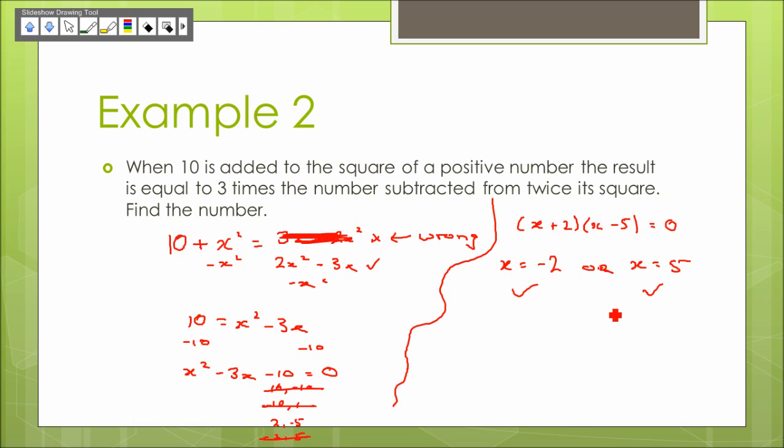So in this example, both of these are legitimate answers because it's not based on a real life scenario with positive and negative numbers. So when doing these examples, like I said before, it is crucial to analyze your results because you're always going to get two answers with quadratics to make sure that both of them make sense. In example 1, they didn't, but in example 2, they did.